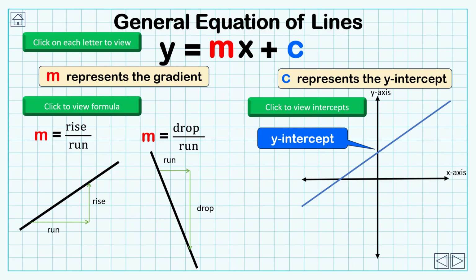Let's look at another scenario. Now, this line at the bottom crosses the y-axis, and let's see where the y-intercept should be: exactly where the point of intersection is between the line and the y-axis. So now let's work out some numbers.